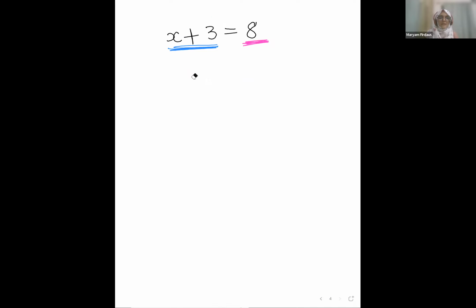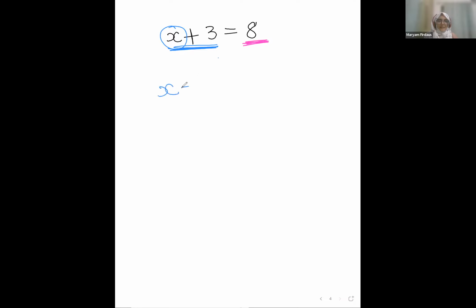First, tell me, what should I remove from the left hand side so that I can only have x? 3 on the left hand side. Yes, I should remove 3. And how will I do that? How will I remove 3? X minus 3.